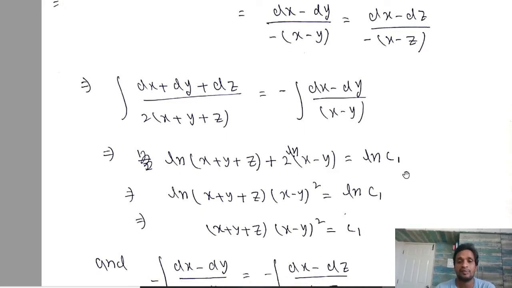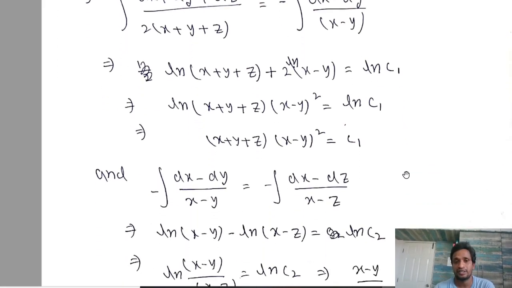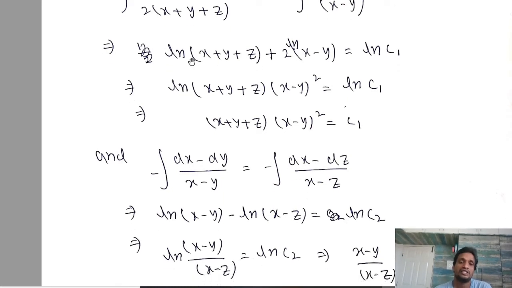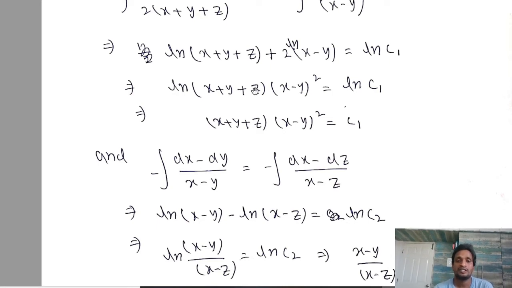I am taking c1 because we are going to get one more constant here. So this is ln of a plus 2 into ln of b. 2 into ln of b can be written as ln of x minus y whole square. So that is in the form of ln of a plus ln of b, which becomes ln of ab. So ln of x plus y plus z into x minus y whole square is equal to ln of c1.